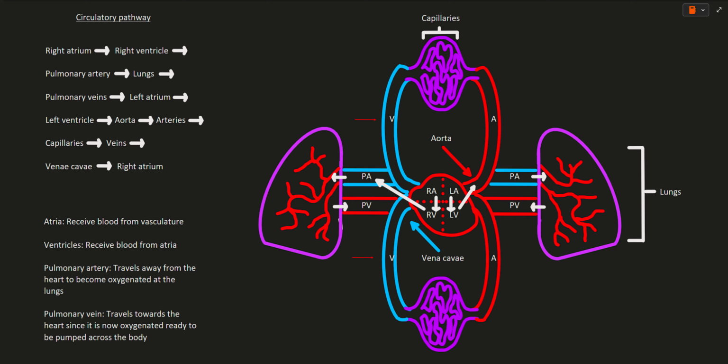These veins then differentiate into the venae cavae and enter the heart through the right atrium, starting the cycle over again.